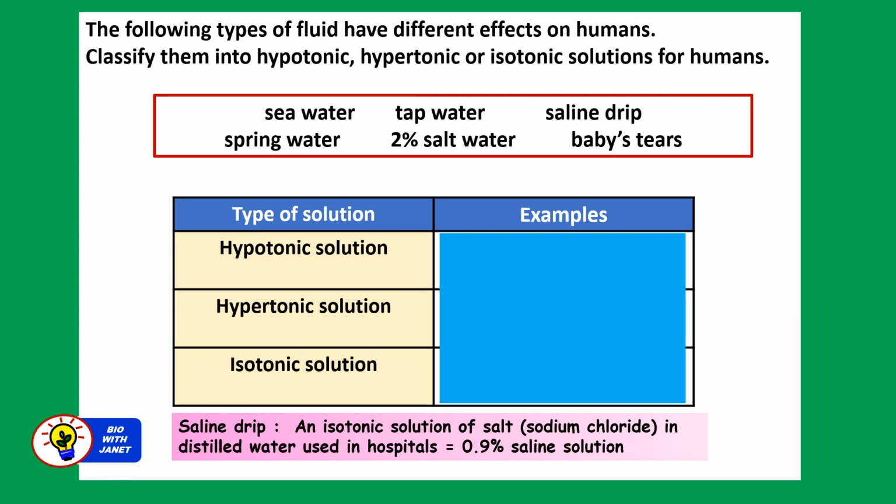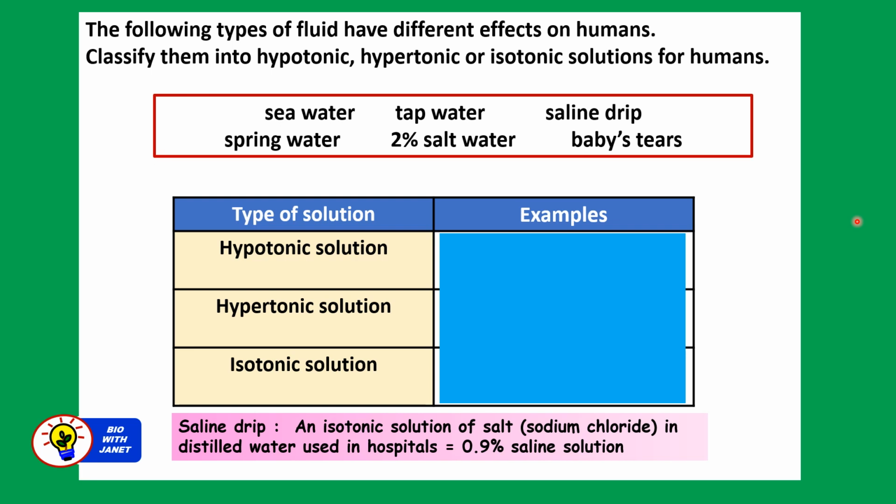Right, another question on classification from the topic on osmosis. The following types of fluid have different effects on humans. Classify them into hypotonic, hypertonic, and isotonic solutions for humans. That means in relation to humans. Okay, seawater, tap water, saline drip, spring water, 2% salt water, and baby's tears. Okay, so try this question yourself first. Just classify them into the three types of solutions, and we will discuss this in a short while. So pause the video.